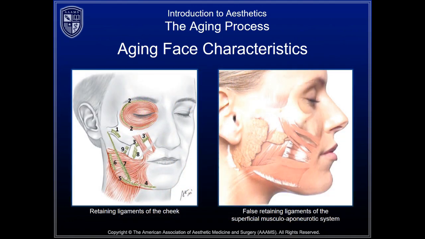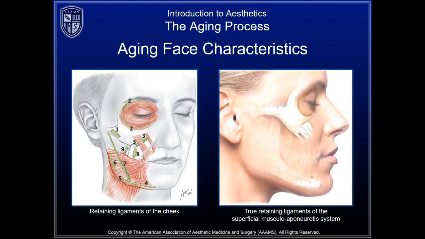The laxity of the retaining ligaments of the face contributes to the ptosis of the tissues. On the right picture, you see the false retaining ligaments of the superficial musculoaponeurotic system, called the SMAS. In this slide, we could see the true retaining ligaments attaching the soft tissue to the bone.